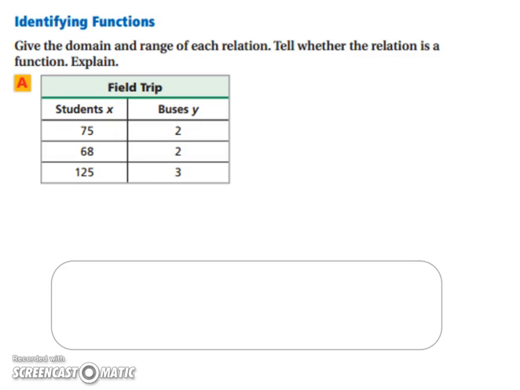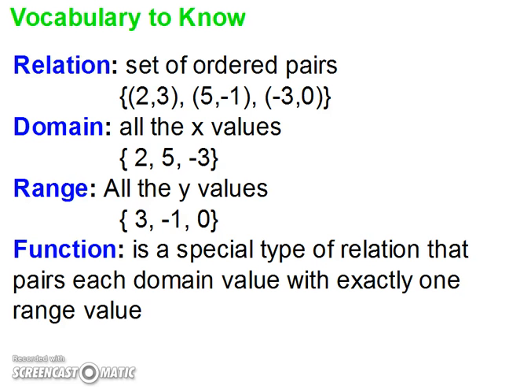Let's take it up a step. So we're going to identify functions. Give the domain and range for each relation, and then tell whether the relation is a function. If we recall the definition of a function, it is a special type of relation that pairs each domain value with exactly one range value.